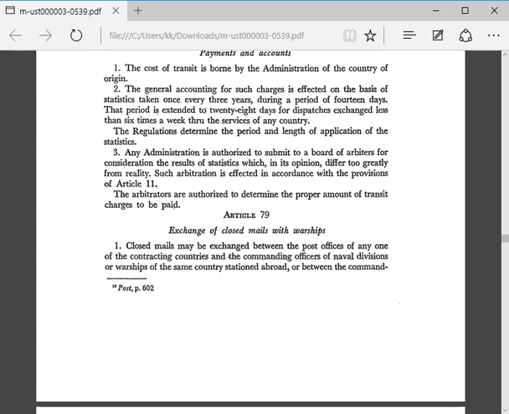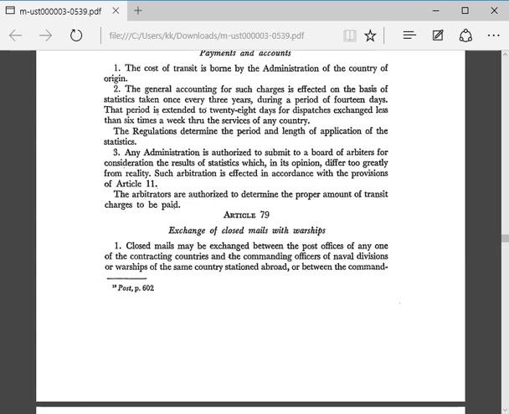Any administration is authorized to submit to a board of arbiters for consideration the results of the statistics which, in its opinion, differ too greatly from reality. Such arbitration is effected in accordance with the provisions of Article 11. The arbiters are authorized to determine the proper amount of transit charges to be paid.